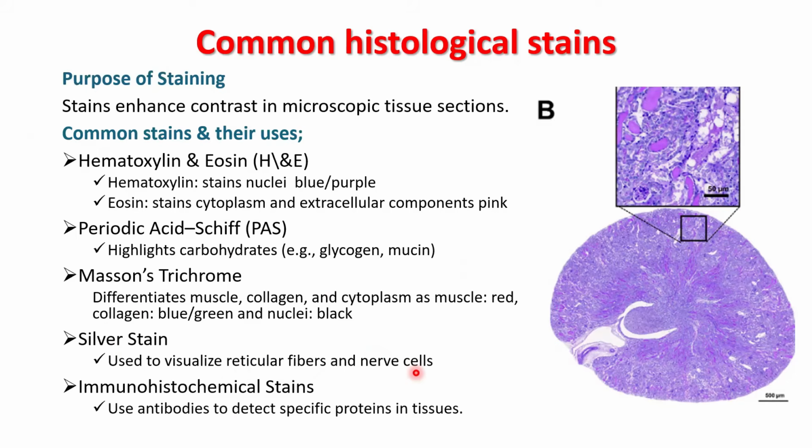And then, of course, not to forget, when you talk about immunohistochemical stains, these use antibodies to detect specific proteins in various tissues. Most of the time, these immunohistochemical stains are used in immunology labs. But the four most common stains that you'll see in histology labs are hematoxylin and eosin, periodic acid Schiff, Masson's trichrome stain, and silver stain. Those are the most common stains.